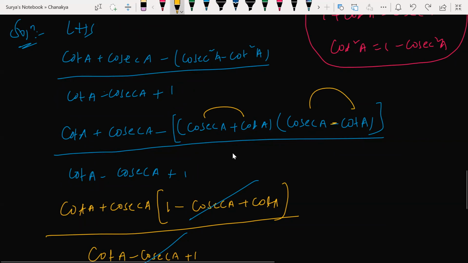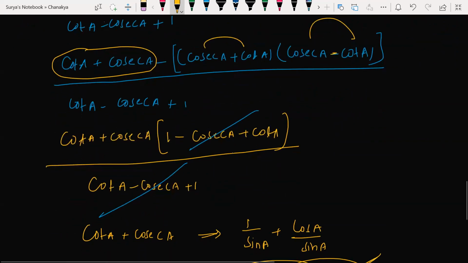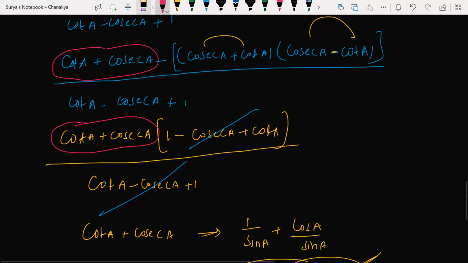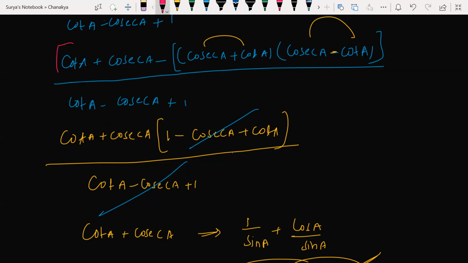Listen to me. I just split this as A plus B into A minus B. Yes, I split that. Now, if I take cot A plus cosec A common, I took cot A plus cosec A common. Then this has gone outside. This has gone outside, isn't it? It was already outside, right? Now I'm taking common from this whole expression. Isn't it? Yes, sir.